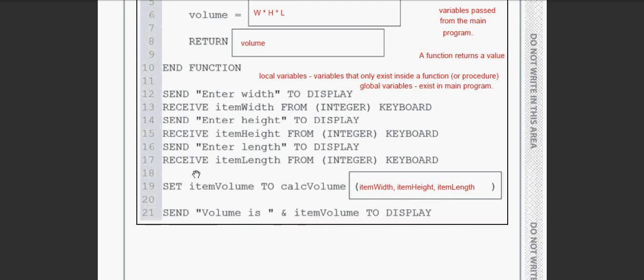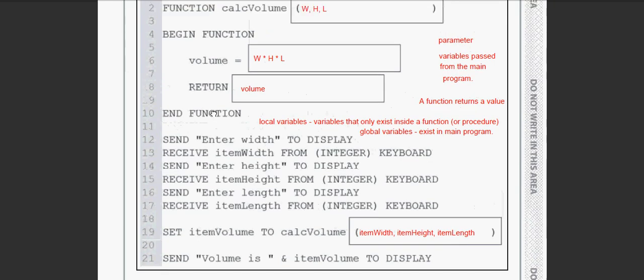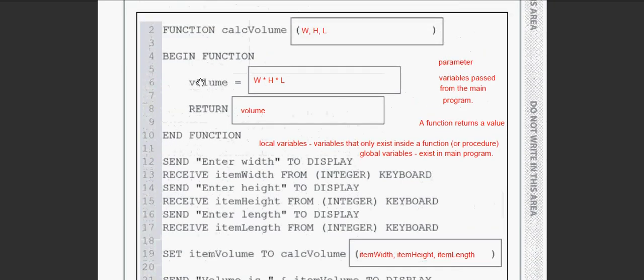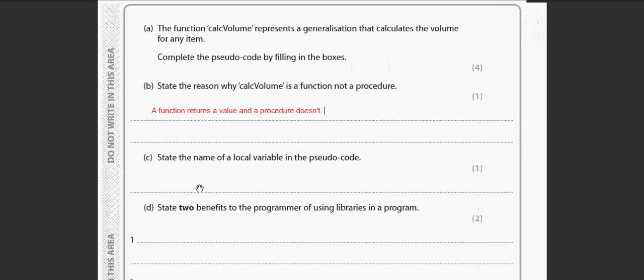The global variable, which is a variable that exists outside the function, is known as item volume. If you remember, we returned volume back to here, and it was stored in item volume. The answer to this question, because there's only one variable inside the function, is volume. So there's only one possible answer. A local variable is a variable that exists within a function or procedure.